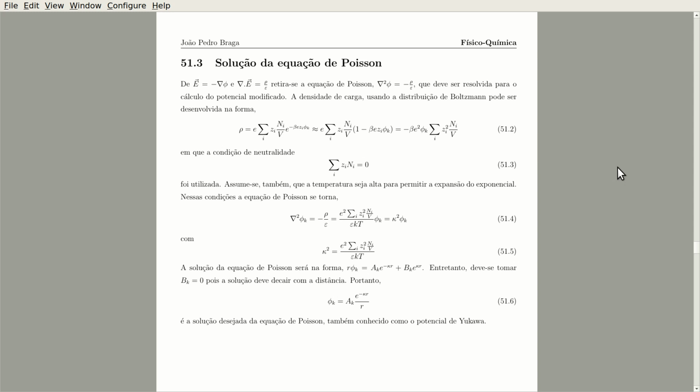The solution of the Poisson equation has to be found. We start with the basic electromagnetism. The electric field is related to the gradient of the potential, and the divergence of the electric field is the charge density over the permittivity of the medium. From that you get the Poisson equation, which is this partial differential equation that we have to solve. Therefore, the first step to solve it is to calculate the charge density.